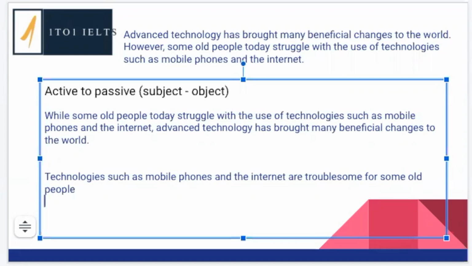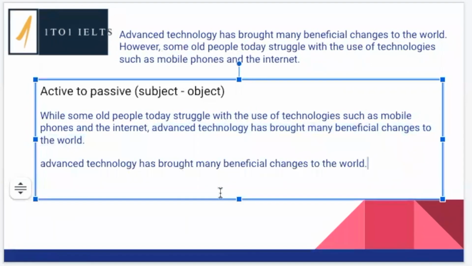Now let's see if we can use the same techniques on the next clause. The clause that we're going to look at here is advanced technology has brought many beneficial changes to the world. We want to see, is it possible to make this active voice sentence passive voice? So our object, many beneficial changes to the world, and our subject, advanced technology. Our verb here is has brought. This would be present perfect, so we want present perfect passive.